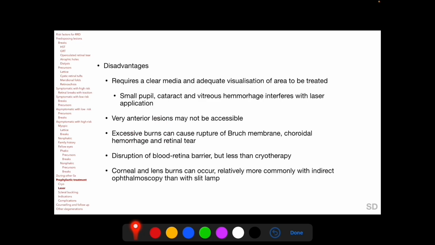Excessive laser burns can cause rupture of Bruch's membrane, choroidal hemorrhage and retinal tear, disruption of the blood-retina barrier, but less than that with cryotherapy, and occurrence of corneal and lens burns.